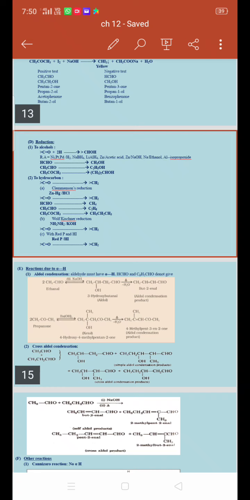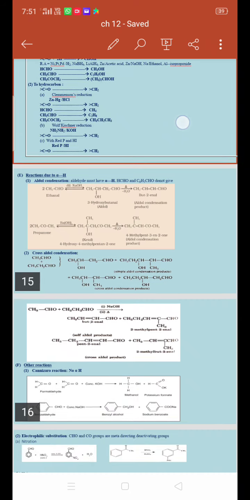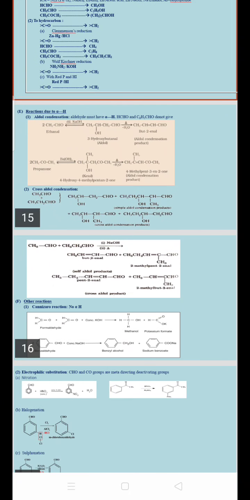These reactions are called Clemmensen's reaction. Why? Because they are catalyzed by sodium amalgam and HCl. Next, Wolff-Kishner reduction. Here also your aldehyde and ketones will be reduced to hydrocarbons, but here the catalyst is hydrazine and KOH. And we have reduction of aldehyde and ketone again to hydrocarbon with red phosphorus and hydrogen iodide. Finished. So we have seen reduction reactions, and we have seen oxidation too.